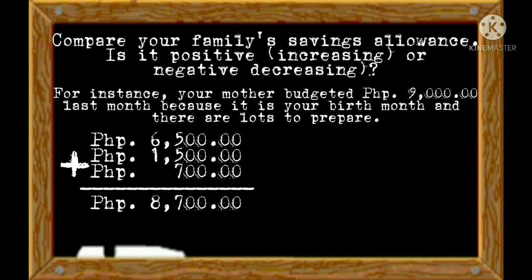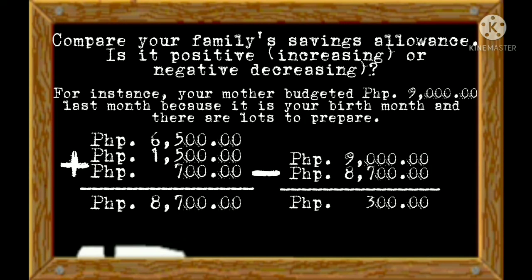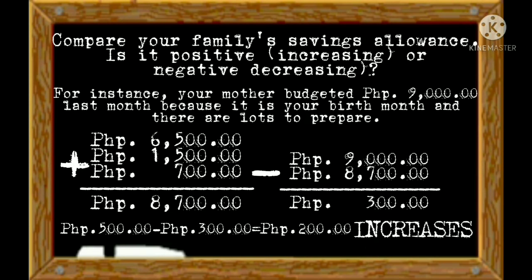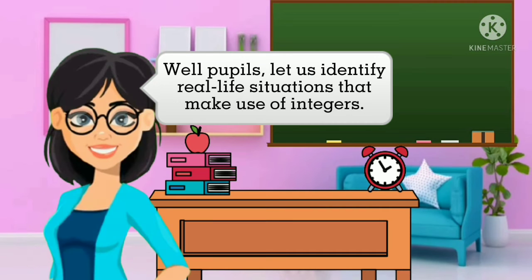Therefore, we need to add 6,500 pesos, 1,500 pesos, and 700 pesos, and that's a total of 8,700 pesos. Your family's monthly income last month, which is 9,000, is subtracted by all expenses, which is 8,700. Therefore, your family's savings last month is 300 pesos, and your family's savings allowance increases 200 pesos this month. All right? Well, pupils, let us identify real-life situations that make use of integers.